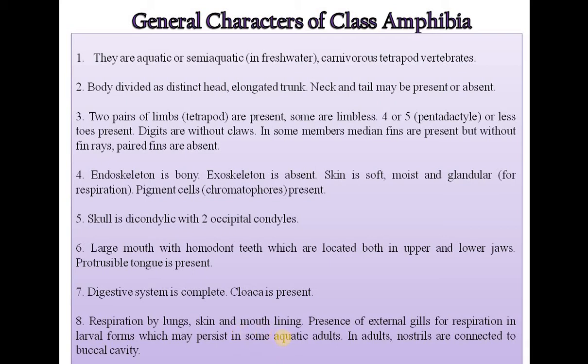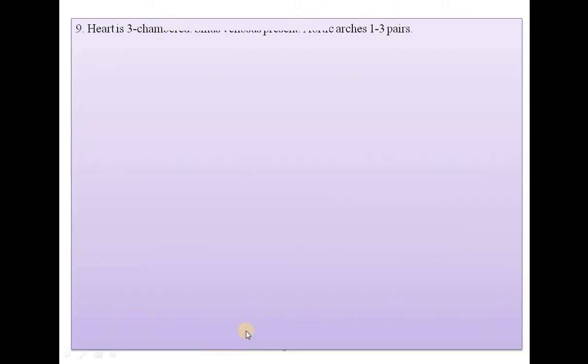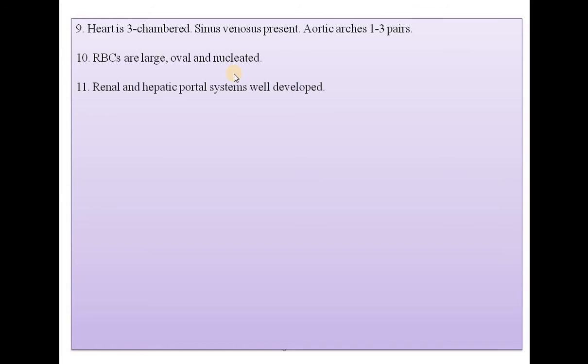There is presence of external gills for respiration in larval forms which may persist in some aquatic adult organisms. In adults, nostrils are connected to buccal cavity. Heart is three-chambered. Sinus venosus is present. Aortic arches, 1 to 3 pairs. RBCs, that is red blood corpuscles, are large, oval and nucleated. Renal and hepatic portal systems are well developed in these organisms.